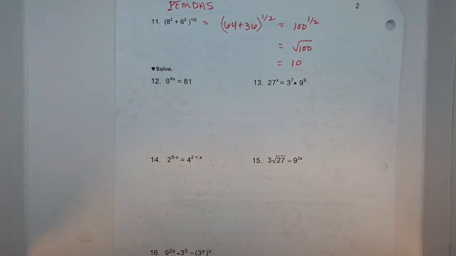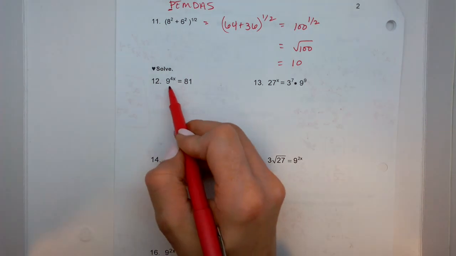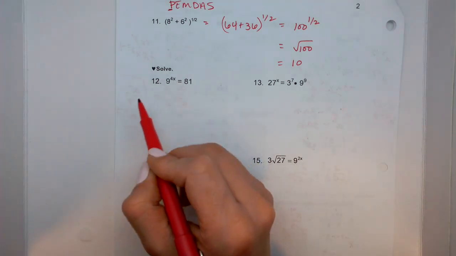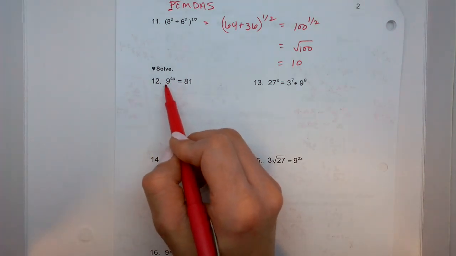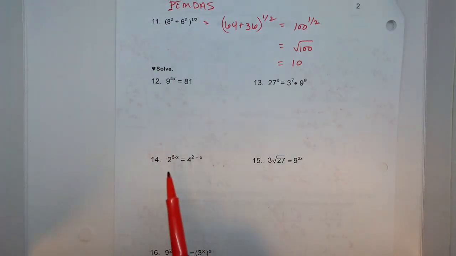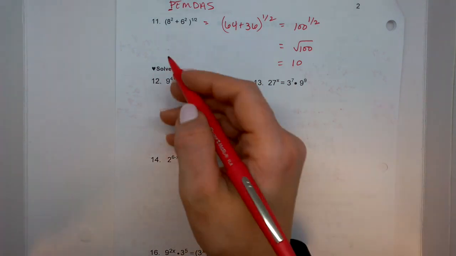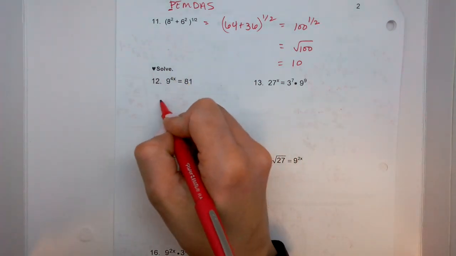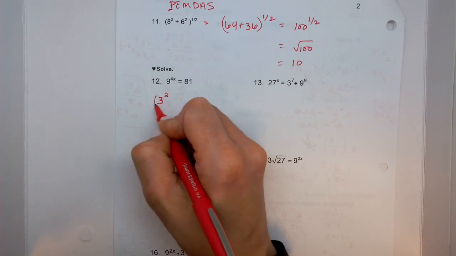Okay, now we're going to solve some exponential equations. So remember that the first step that you want to do if x is an exponent is rewrite both sides with the same base. So that's what we're going to do on 12 all the way through 16. You want to rewrite both sides with the same base. So the common base here is going to be 3. So 9 is 3 squared.